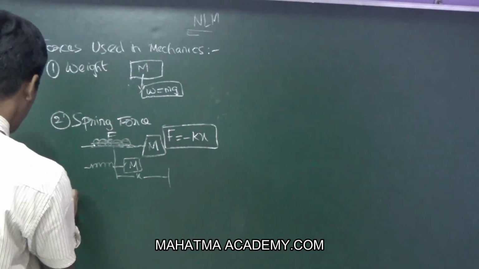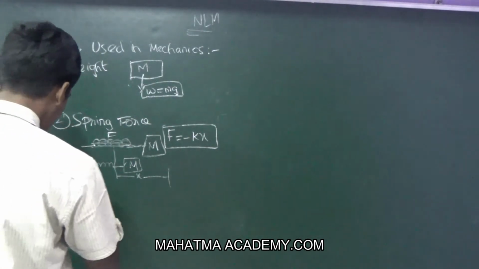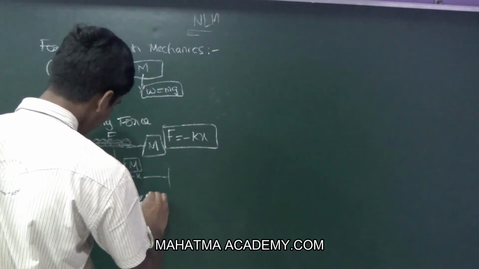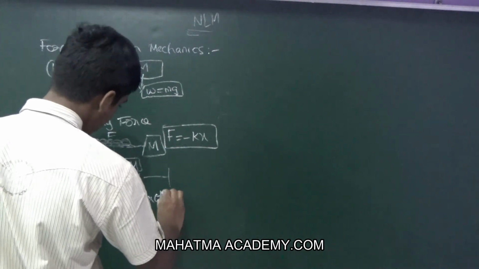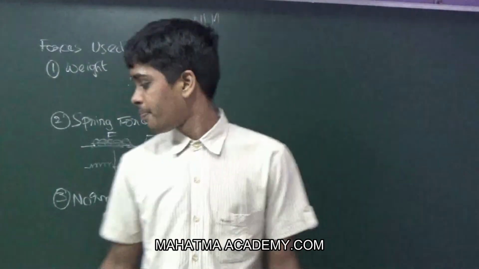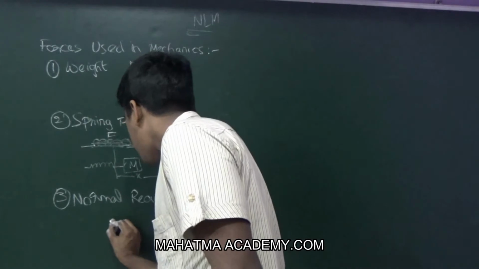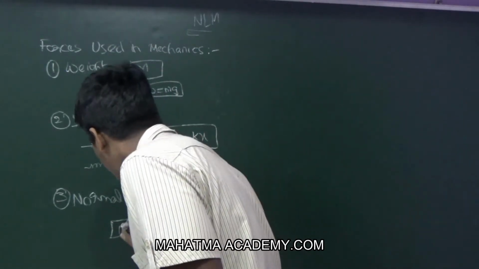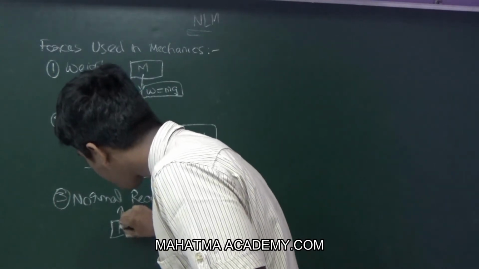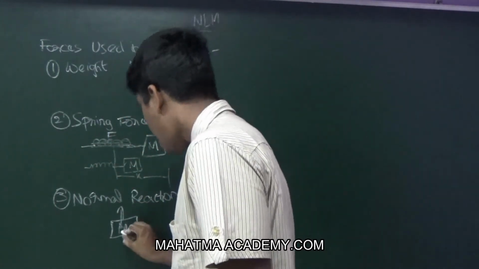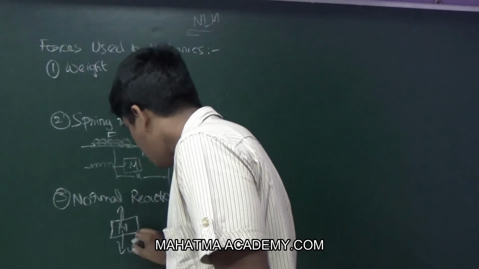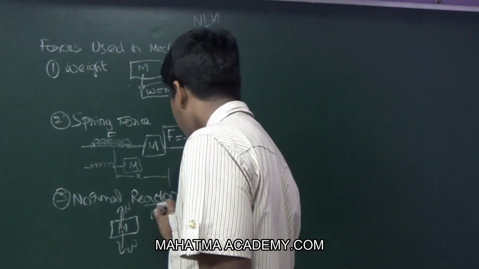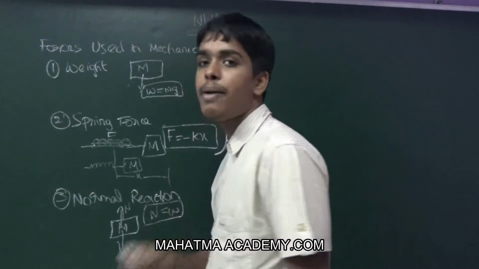Now we have normal reaction. Normal reaction always acts upwards, or normal to the surface of the body, and downwards is mg, the weight. So N is equal to W, we can say, for the balanced case.